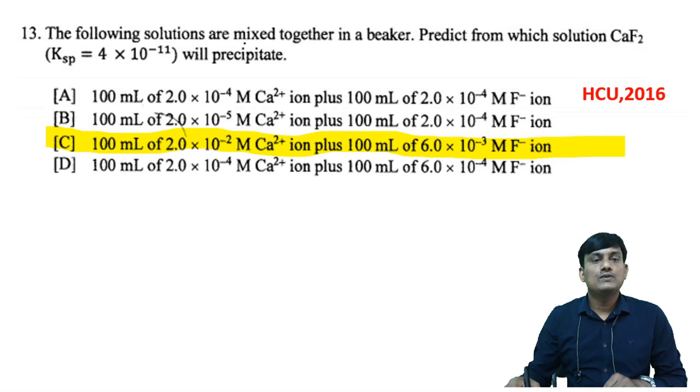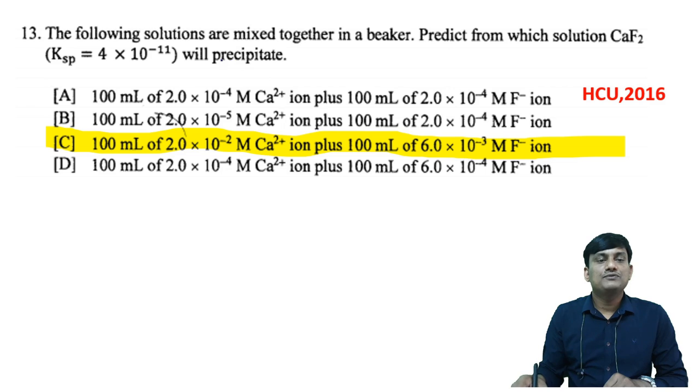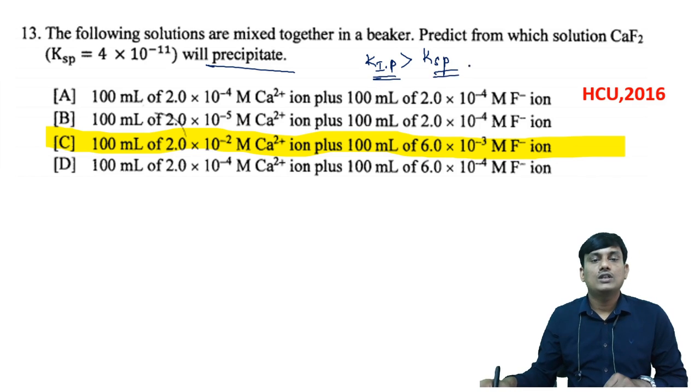The following solutions are mixed together in a beaker. Predict from which solution CaF2 will precipitate. The condition for the formation of precipitate is that the ionic product, Qsp, should be greater than Ksp. The ionic product should be greater than the solubility product. So you have to calculate the ionic product.